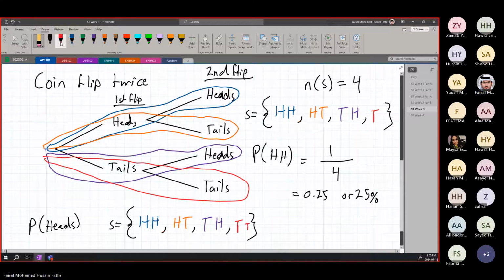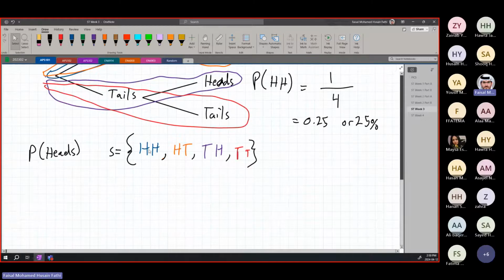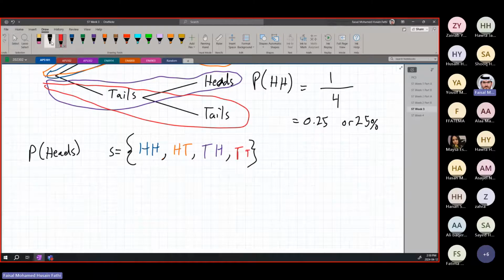All right. Now, how many times do we see the letter H in our sample space? So at least one of them. So we have here 1. This is 1. This is 2. And this is 3. So 3 times there is a chance of getting heads.